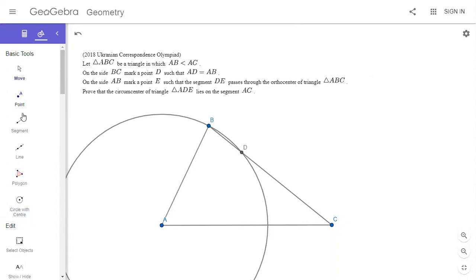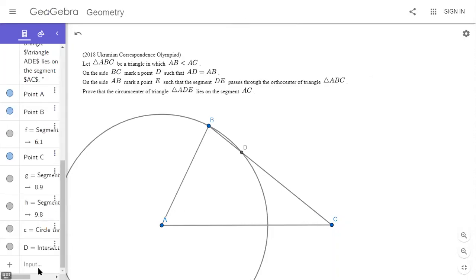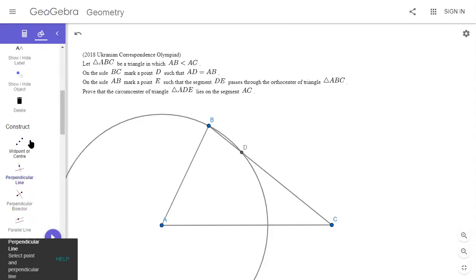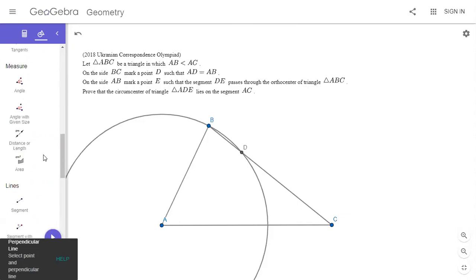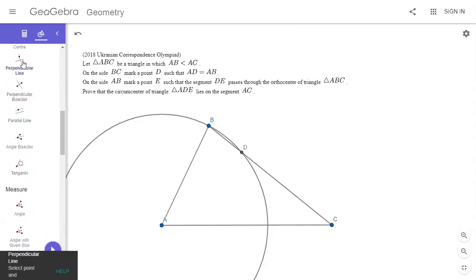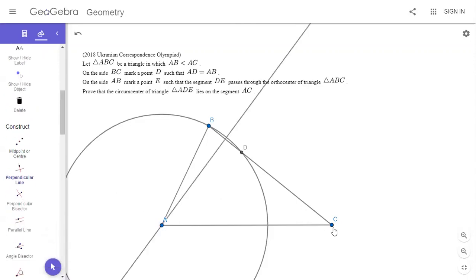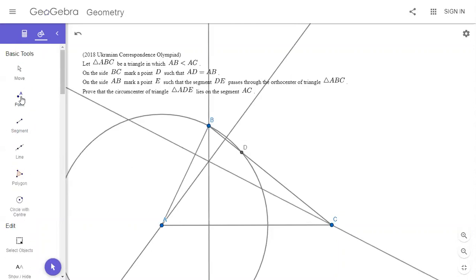So DE passes through the orthocenter. All right, so let's see where that is. I'm just going to draw the altitude. So yeah, GeoGebra has a way to draw the orthocenter, but you usually want to end up seeing the altitudes anyway. So it's usually best to construct it manually anyways. So the orthocenter, I will have it as H.